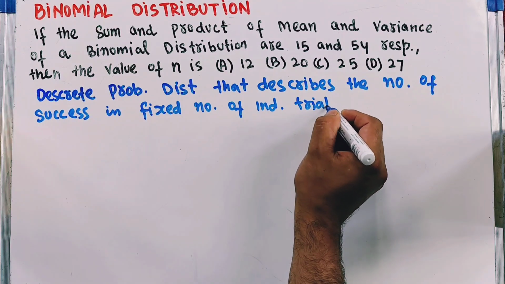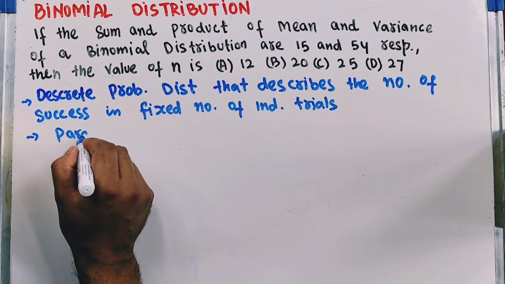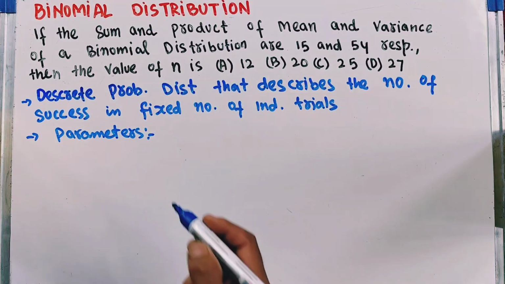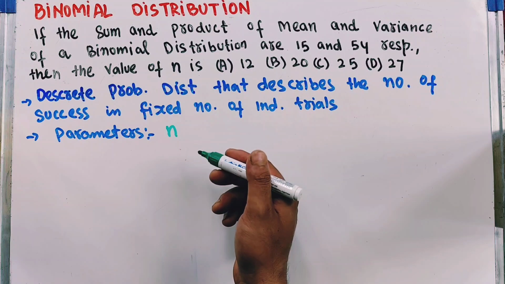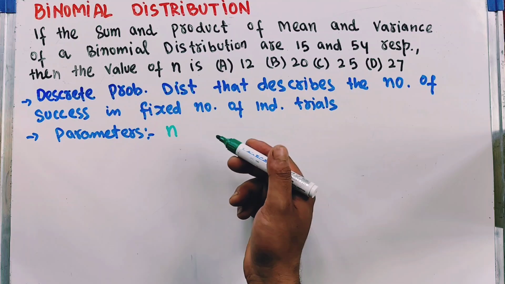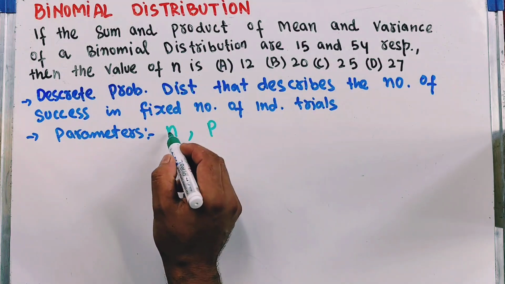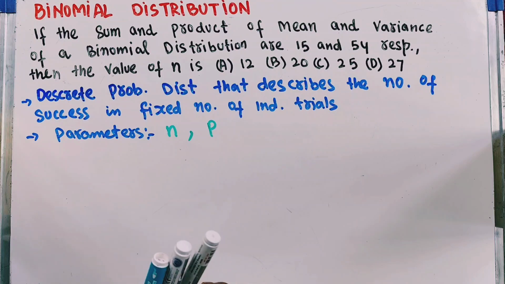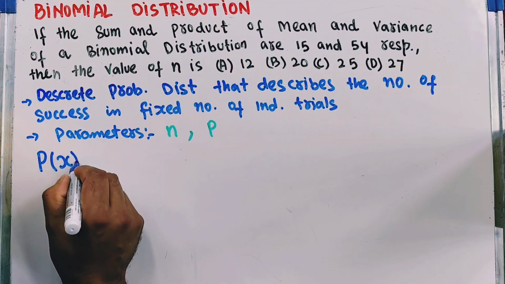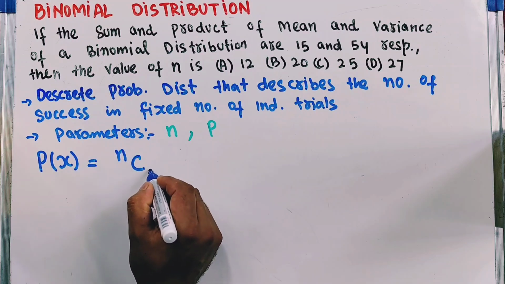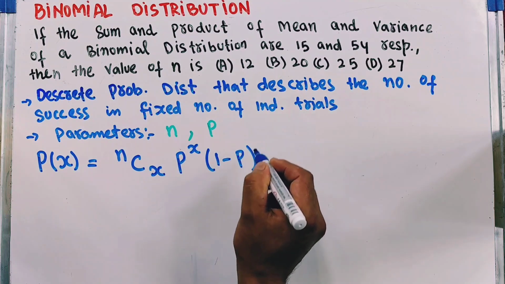Now the parameters in the binomial distribution are n, which denotes the number of trials, and p, which denotes the probability of success in each trial. So n and p are the two parameters in the binomial distribution. And how do we write the binomial distribution? Probability of x is equal to nCx p raised to the power x times (1 minus p) whole raised to the power n minus x.